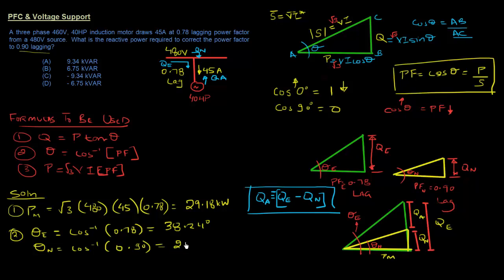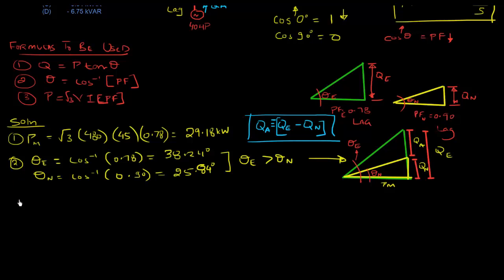This is going to be 25.84 degrees. Now, did you see these values? This is what's expected, right? We expected theta existing to be greater than theta new, and that's what we have here. Theta existing is greater than theta new, and that is what was expected. So that means we're going on the right track.